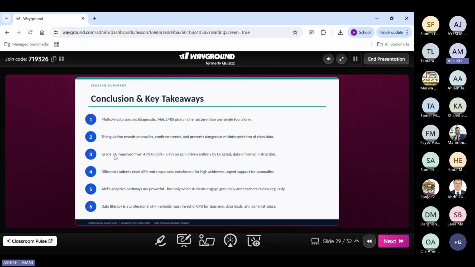Triangulation reveals contradictions, confirms trends, and prevents dangerous misinterpretation of the class data. Here, by mistake I wrote 7A. It's about grade 6, improved 37%. Different students need different responses: enrichment for high achievers, urgent support for the contradictions. So these are the conclusions or takeaways that we can take from our presentation.